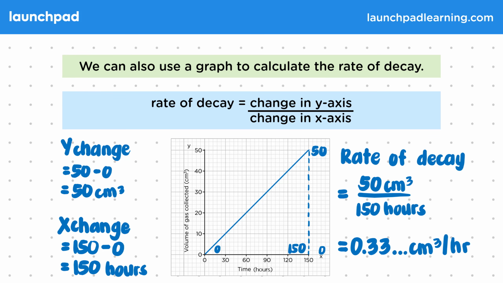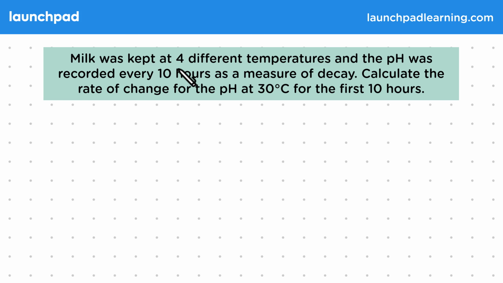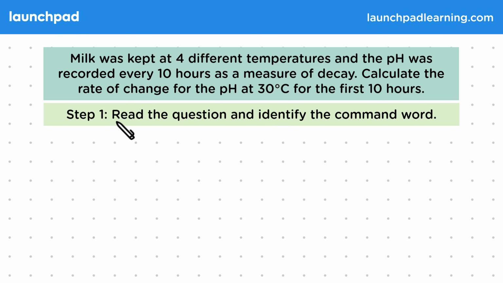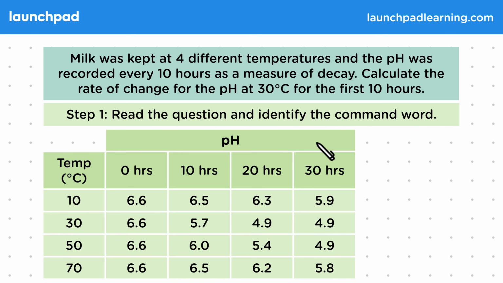How might we be expected to calculate the rate of decay in exams? Milk was kept at 4 different temperatures and the pH was recorded every 10 hours as a measure of decay. Calculate the rate of change for the pH at 30 degrees Celsius for the first 10 hours. So step 1, read the question and identify the command word. This data table has been provided and gives us all of the information we need to answer the question. So first, it's a good idea to spend some time looking at the data and understand that as it says calculate, we're going to need an equation and some numbers to work out a value.